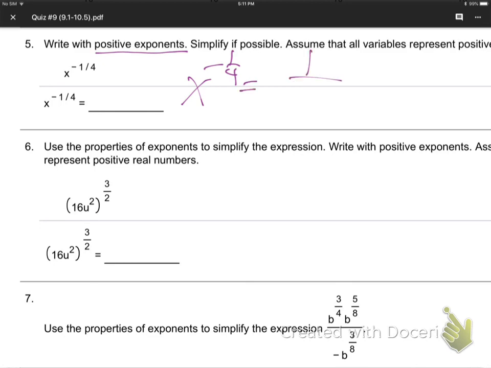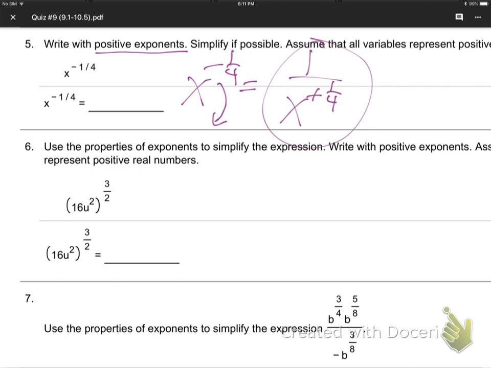It makes it flip to the bottom, and then the power becomes positive. So negative powers jump to the other side, and then the power becomes positive. And that's all we do. Negative powers are unhappy where they're at. They want to jump to the other side of the fraction, and then they become positive.